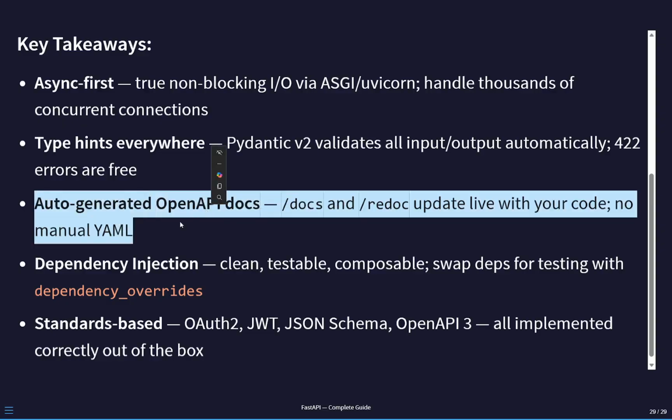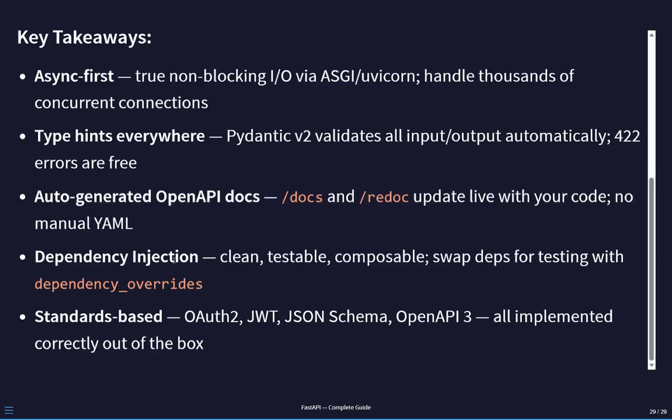3. Auto-generated OpenAPI docs. /docs and /redoc update live with your code. Never write API documentation manually again. The docs cannot lie because they are derived from the code.